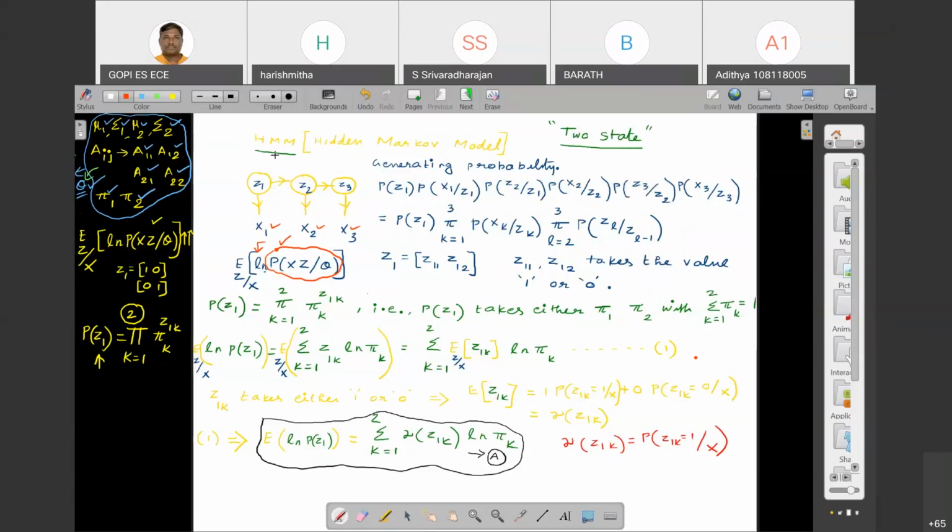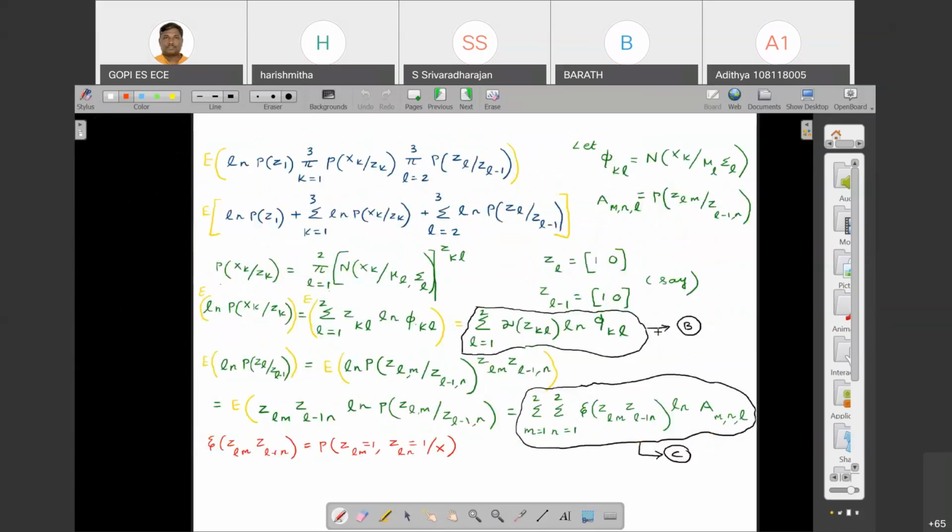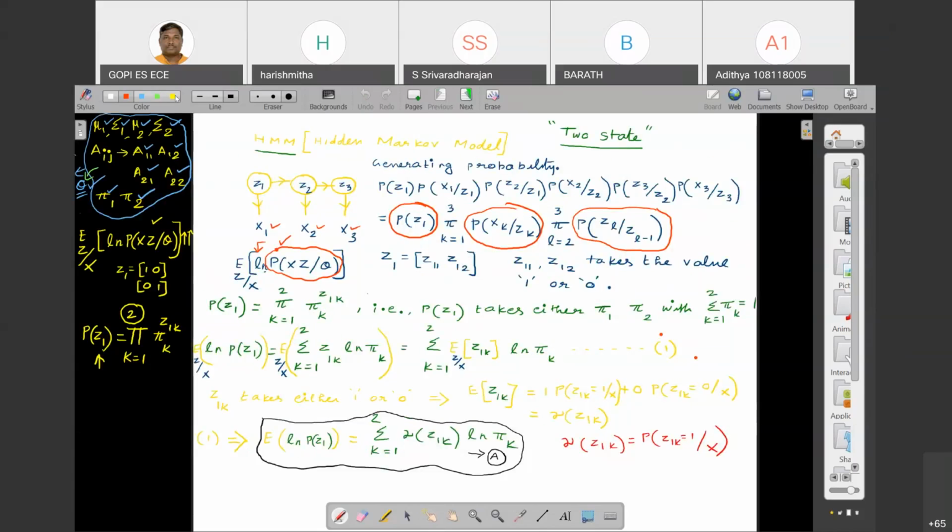So let me do it one by one, right? Now we have taken only this term. Then we will take this term, then we will take this term, right? So these three steps are needed. We need to do them one by one. Now what I have done is only the first term, the first term probability of z1, right?